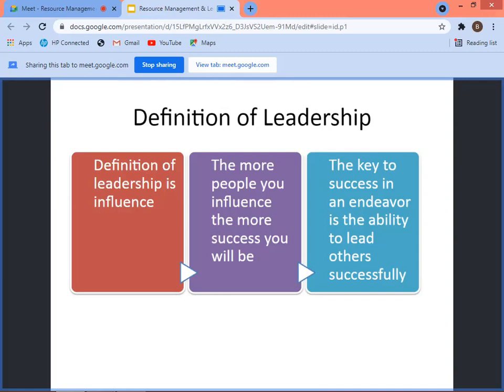So in an organization, if you're a good leader, you become popular and everybody will follow you and you become a good influencer. So the more people you influence, the more success you will be. If the people under you are following you and they become successful, they improve their efficiency, they improve their effectiveness, they improve their performance, they will be successful. And then you as their leader will also be successful. So the key to success in an endeavor is the ability to lead others successfully.